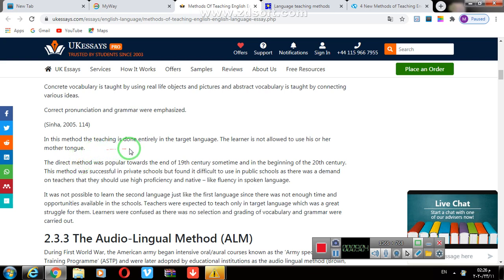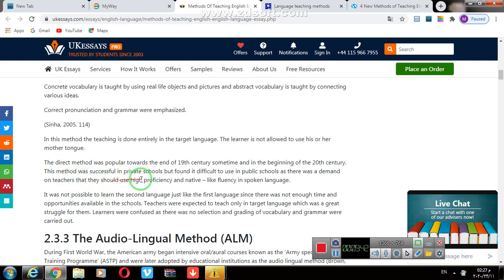However, in this method, the teaching is done entirely in the target language. Yani, all these things are done only by using the English language. The learner is not allowed to use his or her mother tongue. Yani, if his or her mother tongue is Arabic, it's not available to be used in the class. Only the target language must be used. The direct method was popular towards the end of the 19th century, sometimes, and in the beginning of the 20th century. Here we are reading some of the hindrances or the disadvantages of this method.